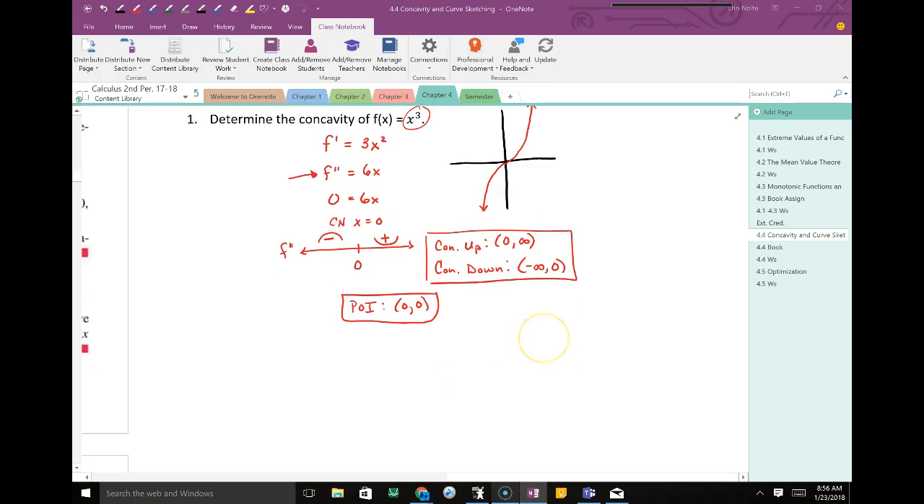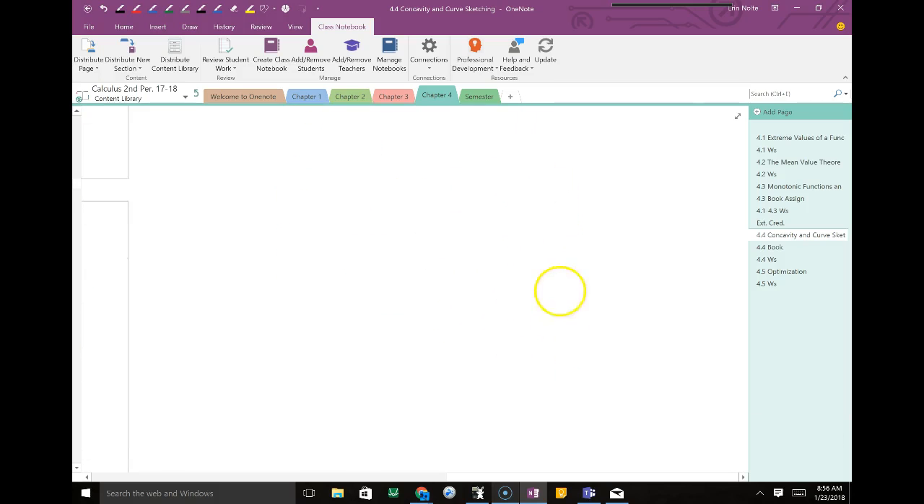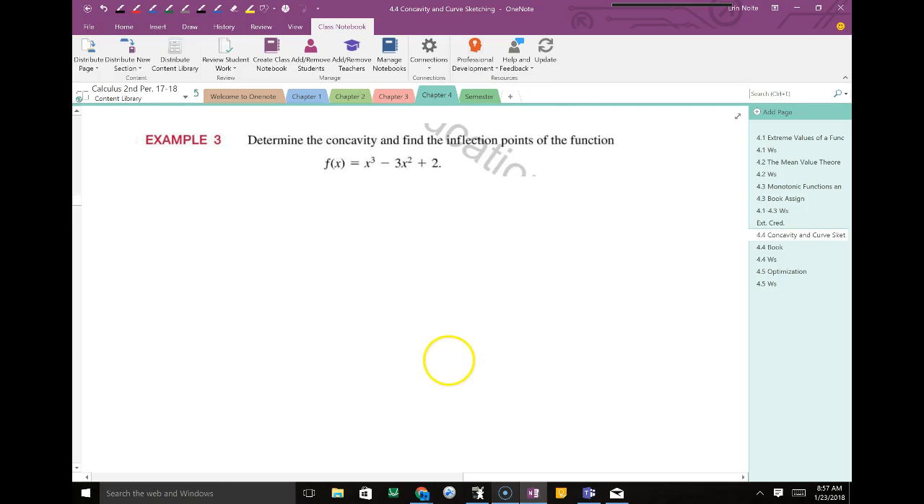Okay, we'll do another one here. Same idea. All we're going to do is figure out where this function has positive concavity, negative concavity, and then potential points of inflection. So where do I start in doing that?